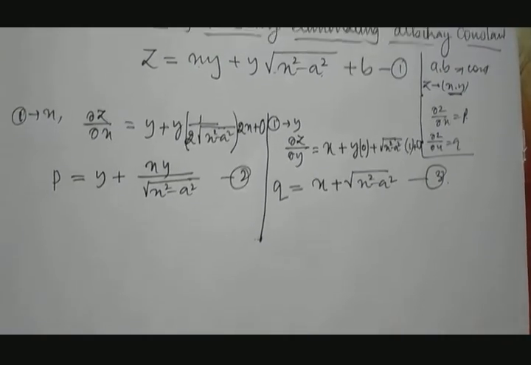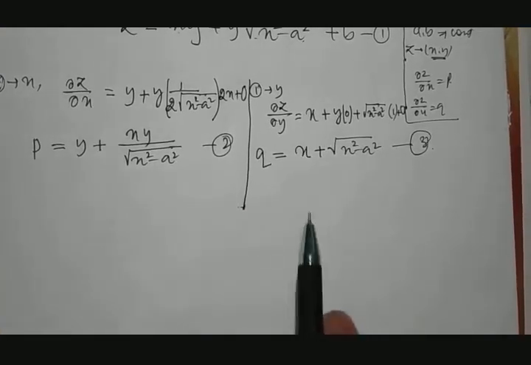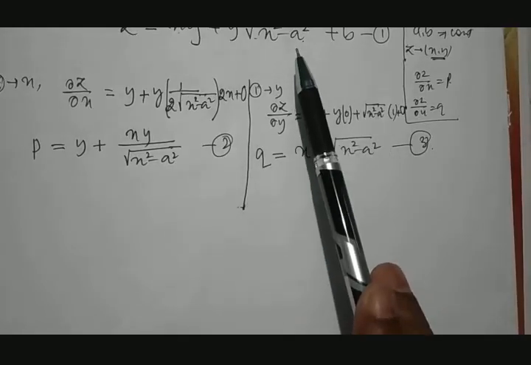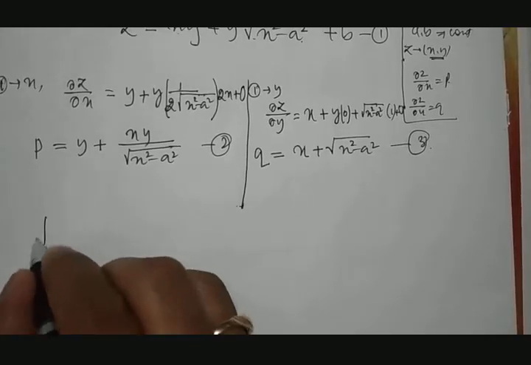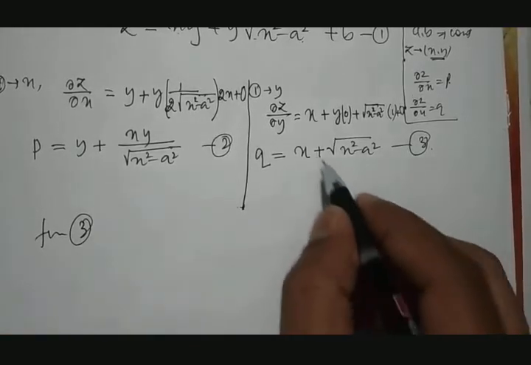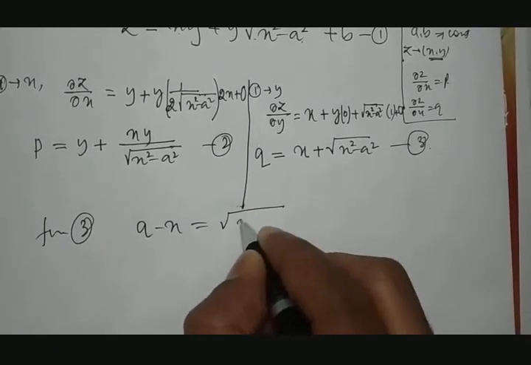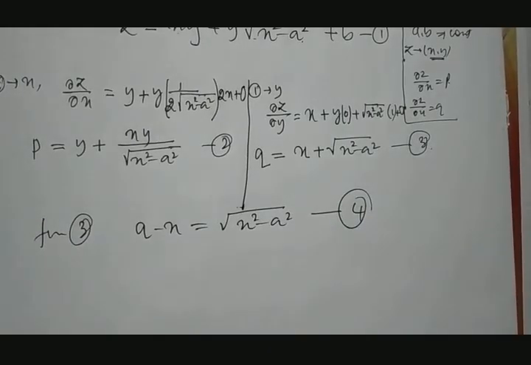Then if you see this equation number 3, constant b is already eliminated. Now our task is only to eliminate constant a. So if we modify equation number 3, we can write it as q minus x is equal to square root of x square minus a square. I call it equation number 4.